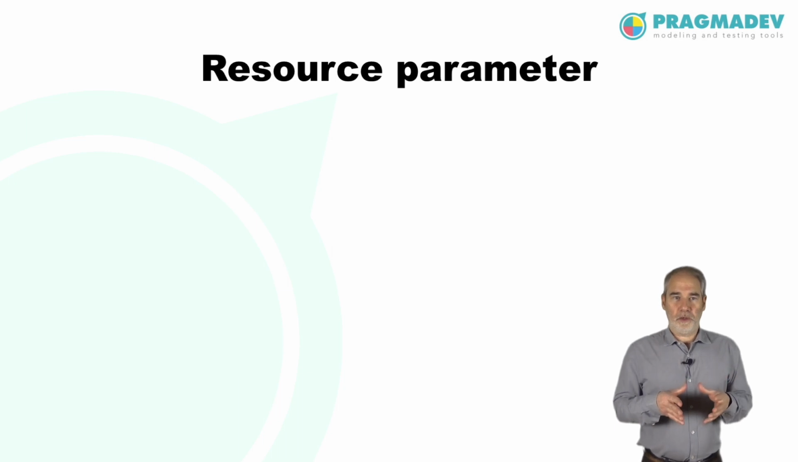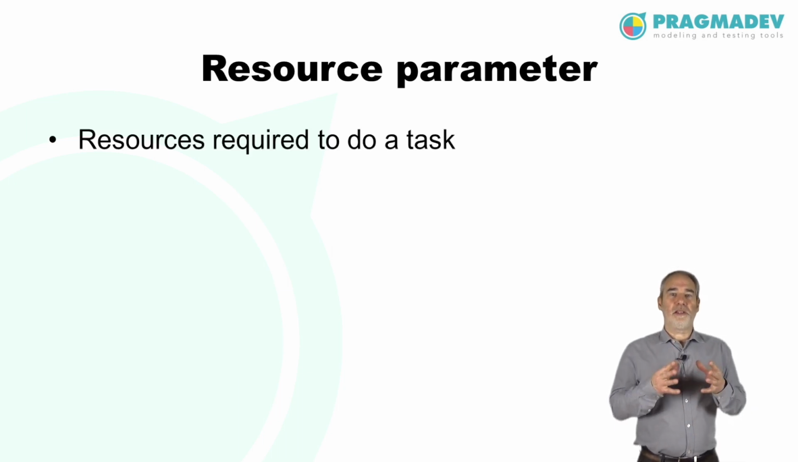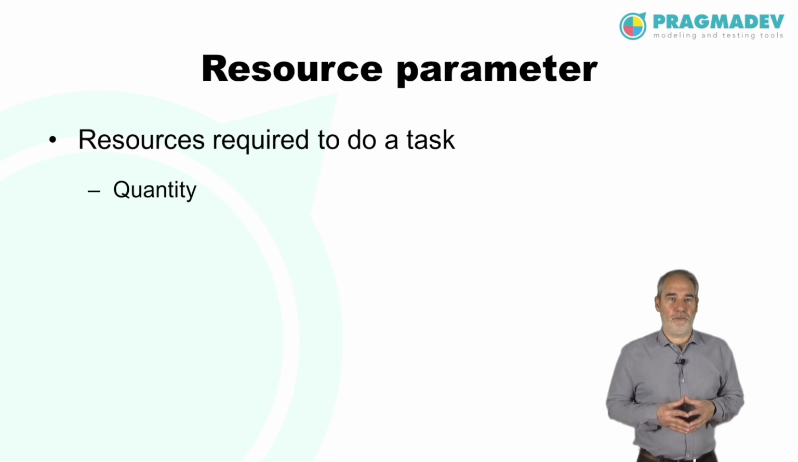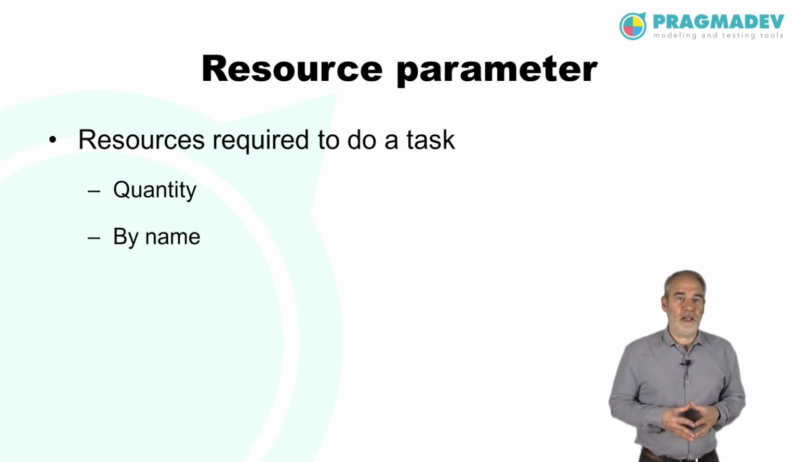The resource parameter describes what are the necessary resources to perform the activity. For example, to bake a pizza, the process needs two resources, a cook and an oven. The quantity for the resource can be specified, and the resource can be selected based on its name or its role.